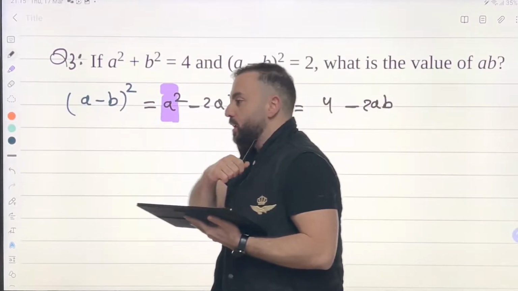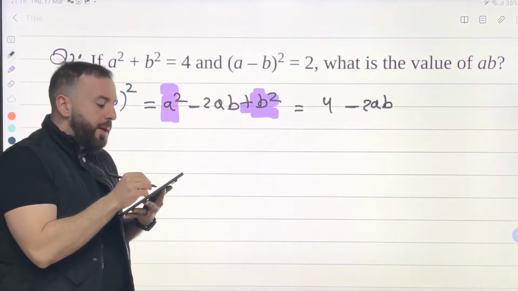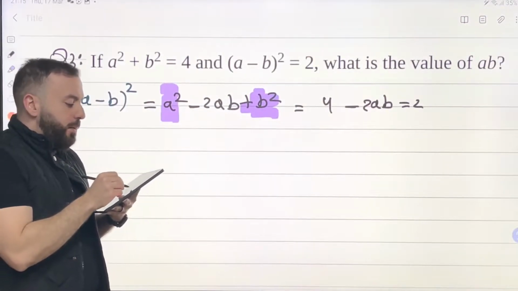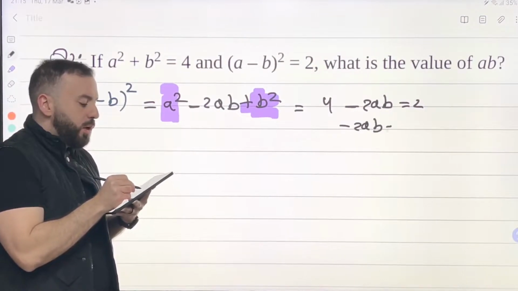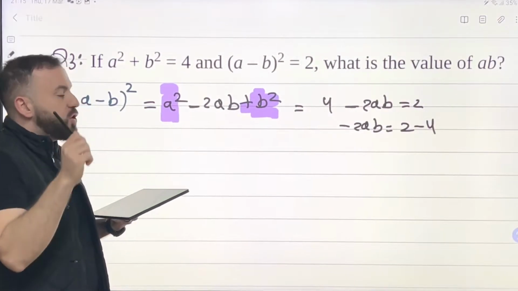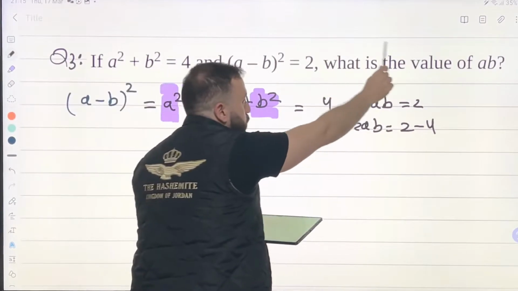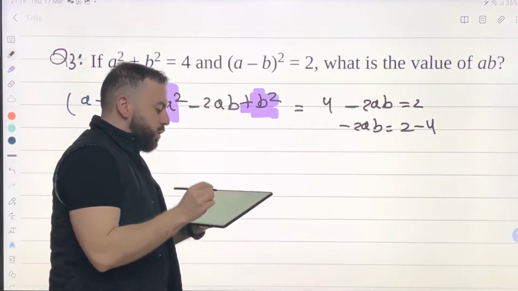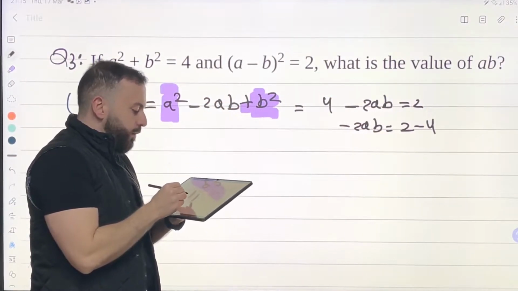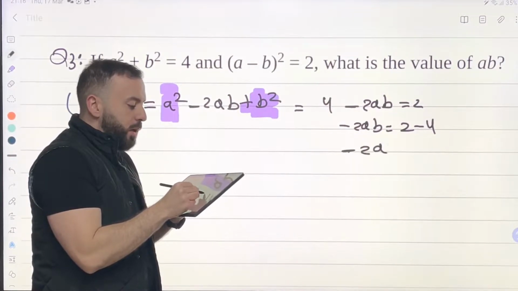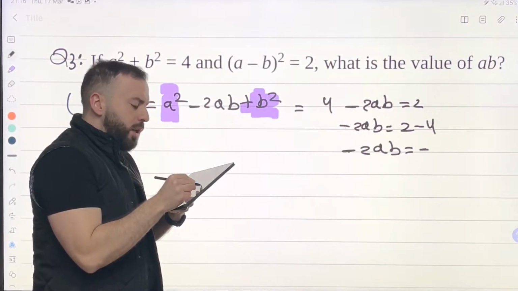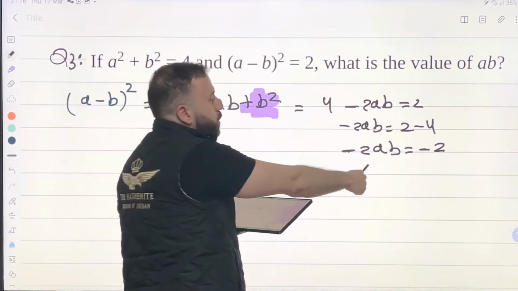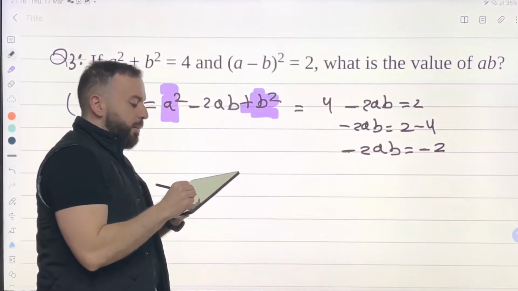And the expansion of a minus b all squared is equal to how much, guys? 2. So we can write here 4 minus 2ab is equal to 2. Then minus 2ab is equal to 2 minus 4. I just did that in the first video. We shift 4 to the other side and change sign. So minus 2ab is equal to negative 2. Divide by negative 2. So ab is equal to 1.